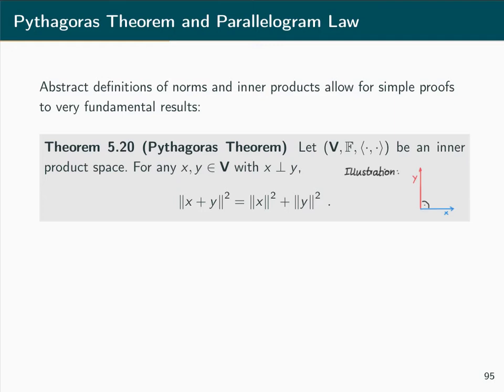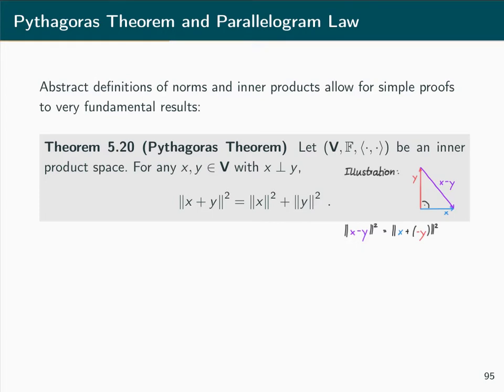So let's draw two vectors x and y which are orthogonal to each other, as shown here. And now the specific Pythagoras theorem for R2 states that the squared length of the hypotenuse equals the squared length of x plus the squared length of y. So how does this follow from the general statement in Theorem 520? Well, first, we know that the hypotenuse can be expressed as the vector x minus the vector y, because if I add it to the vector y, I will obtain the vector x.